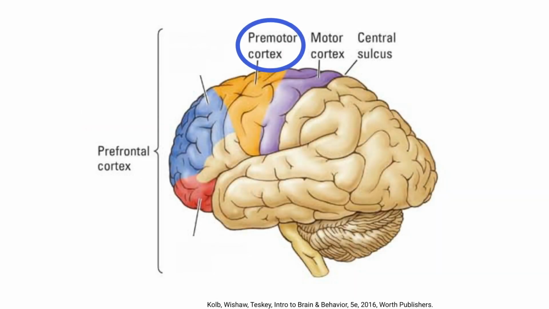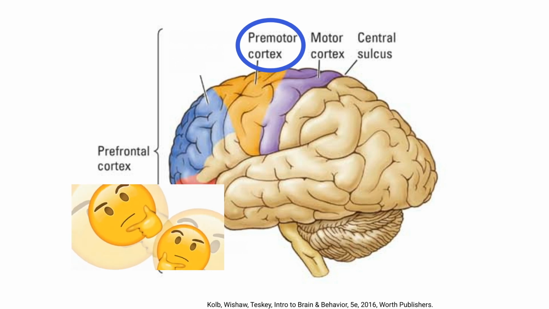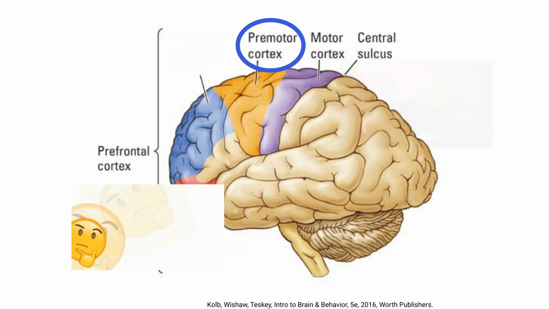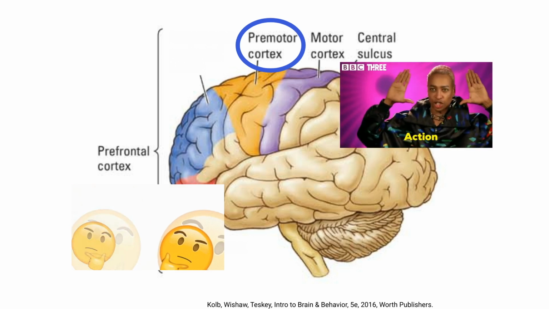I saved the premotor cortex for last in our journey through cortical postural control because it is more difficult to understand intuitively compared to the prefrontal and motor cortices. It is also known as the supplementary motor area, and you can think of it as a kind of intermediary between the abstract planning of prefrontal cortex and concrete actions of motor cortex.